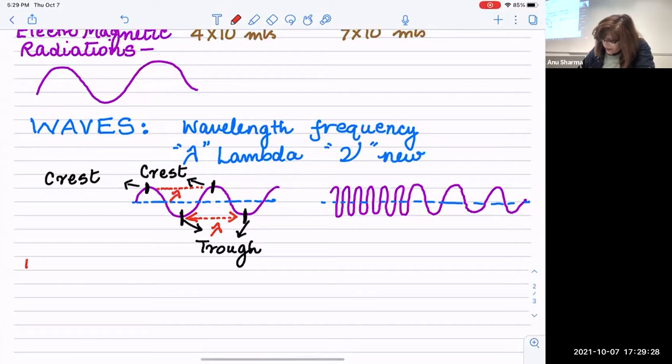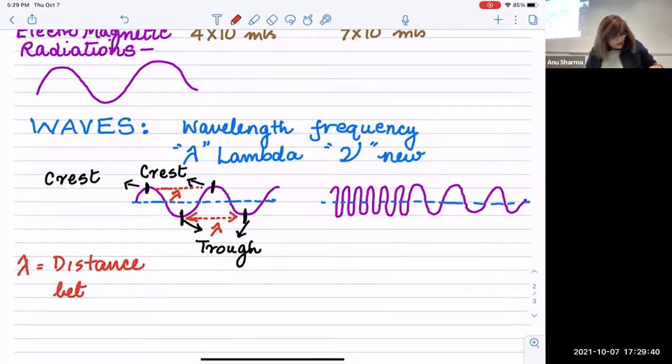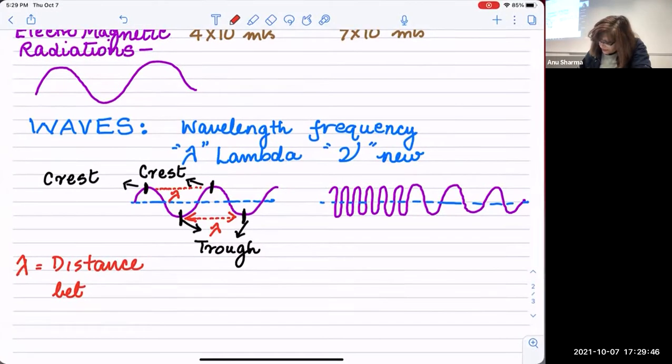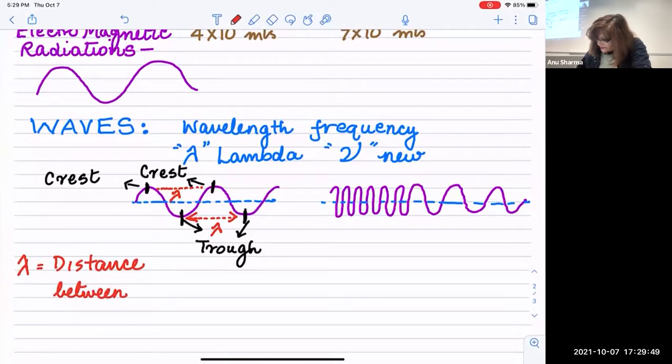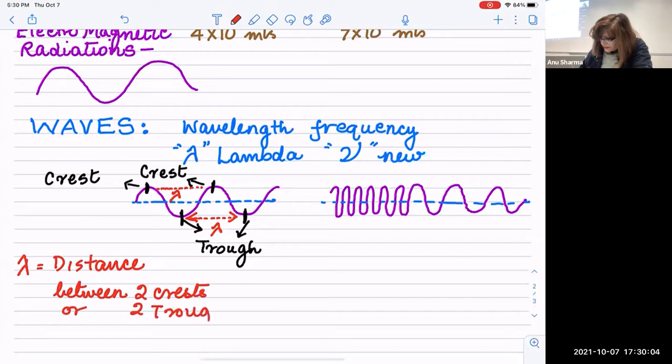So let me write this down. Wavelength is equal to the distance between two crests, or two troughs. So that is called the wavelength. Okay, so that's one piece.